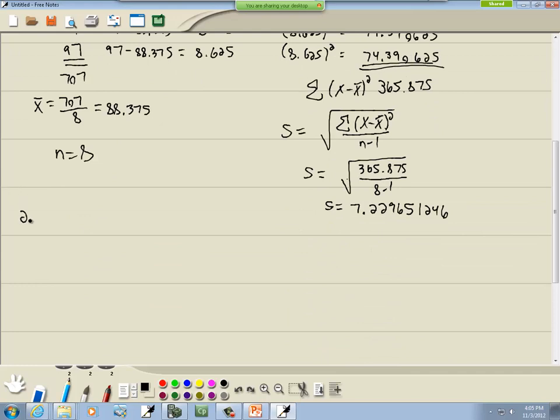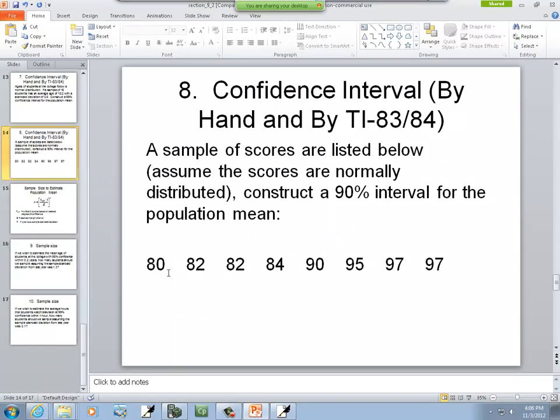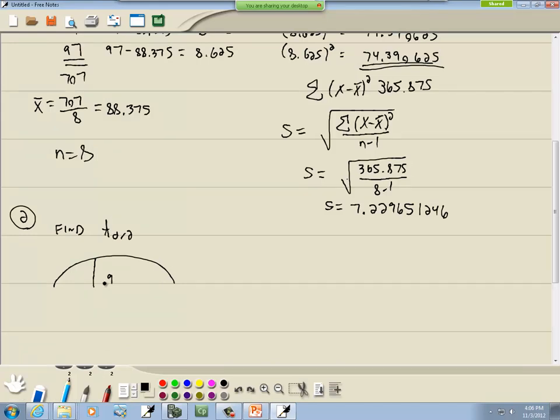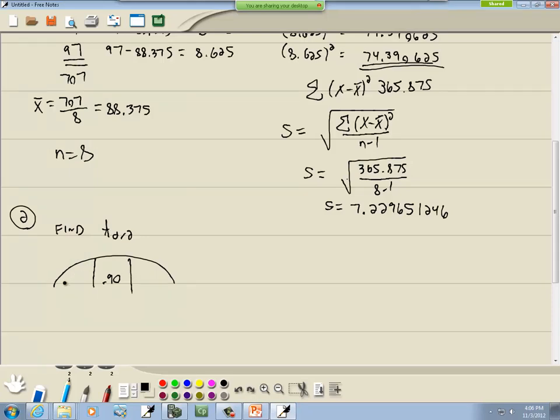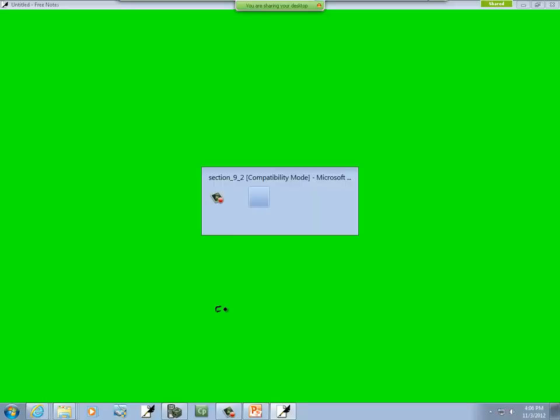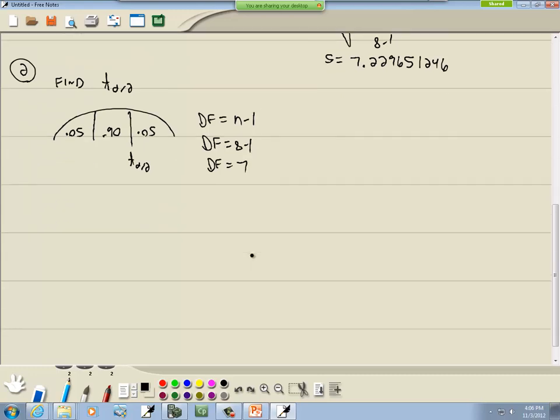Now the second thing we're going to do is find our critical value. What was this one? This was a 90% interval. So put 90% in the middle. Means we split up 10% in our tails. So I'll put 0.05 here and 0.05 here. And again, this is our critical value. We need degrees of freedom, which is n minus 1. So we got 8 minus 1, which is 7.